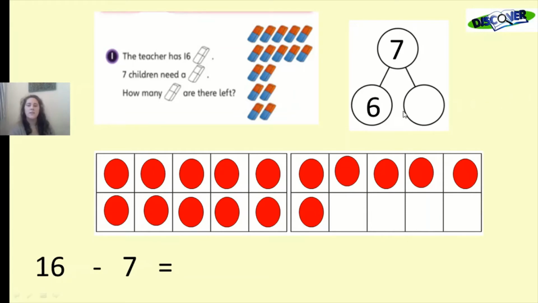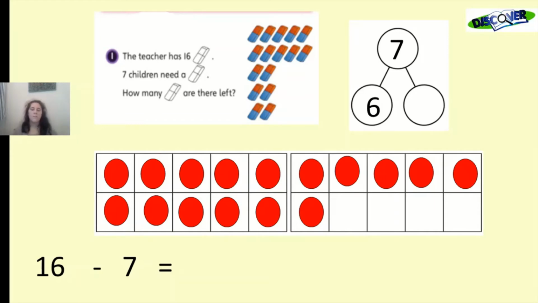There we go. So now all I need to do is see what the other part of my part whole model is going to be. I need to either take away or find the difference between 7 and 6. I'm going to find the difference between them using my fingers. To find the difference between 7 and 6, I can use my fingers and see how many fingers I can put up whilst counting from one to the other.